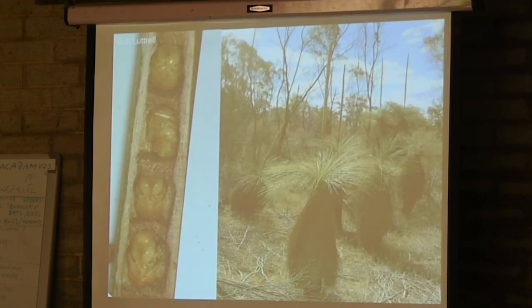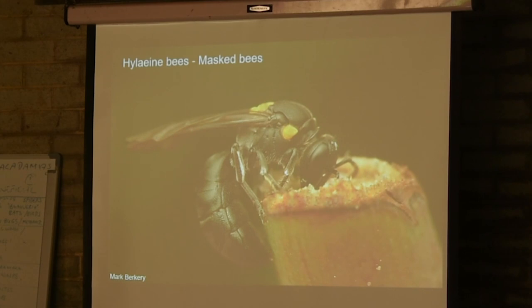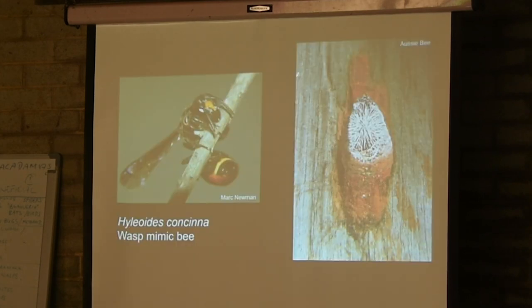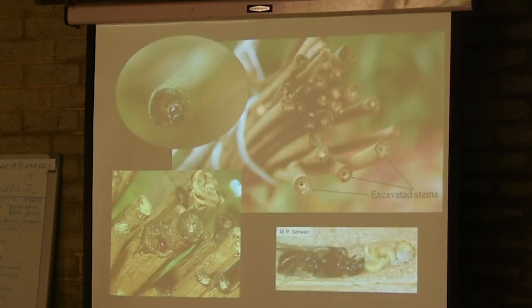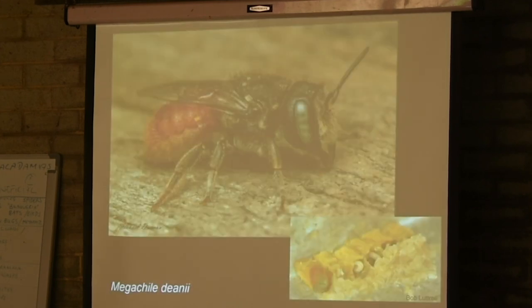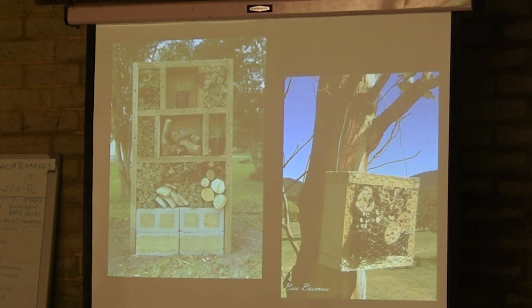These are carpenter bees. They love hollows. There's mason bees. This is just a bit of an idea of the different types of bees. There's resin bees. They live in little hollows. Don't make them big. Go lots and lots of little. We're trying to mimic nature.